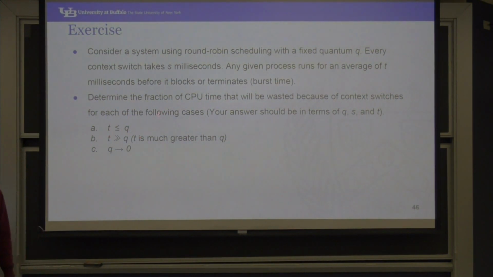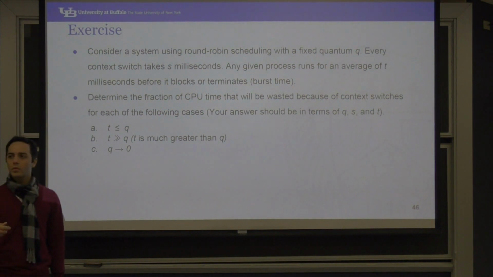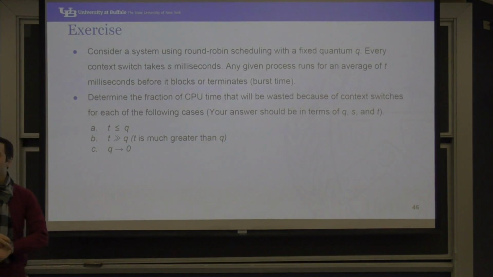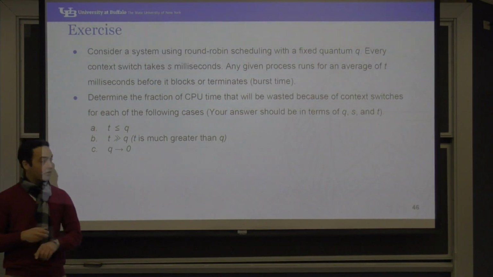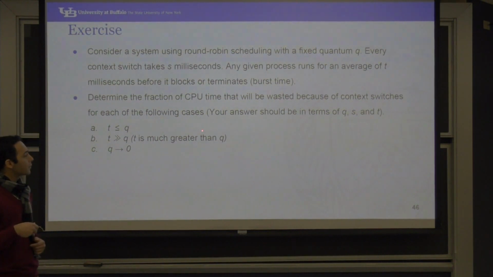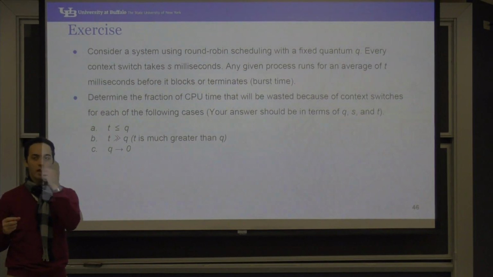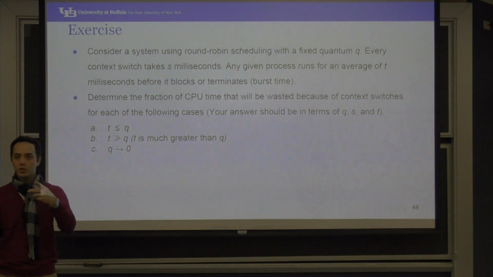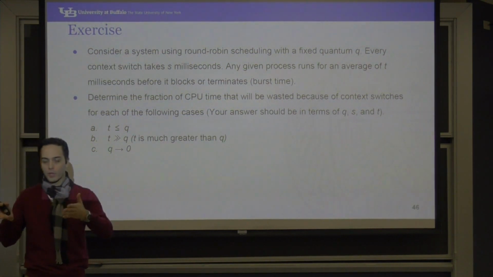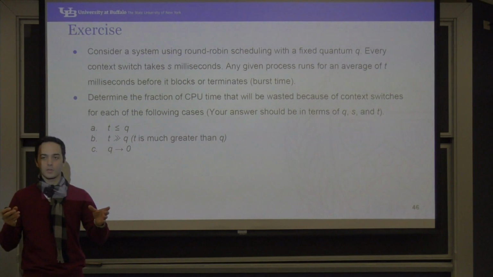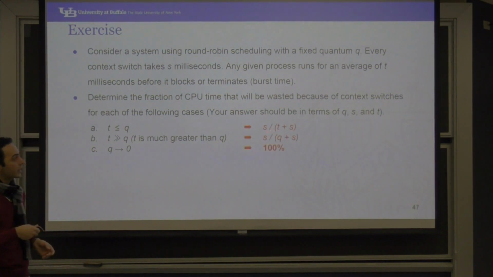So let's see. If t, meaning the burst time of the processes, is much less than the quantum, what will happen? You already gave the example. If the quantum is larger than the t, it's first come first serve, right? So in the case of first come first serve, you have one context switch per process, right? So one context switch for process time plus context switch. So that's s divided by t plus s.